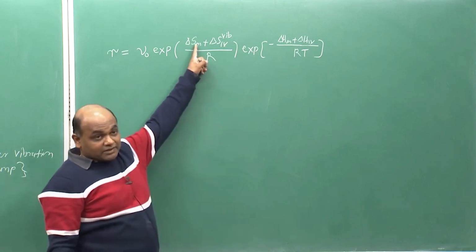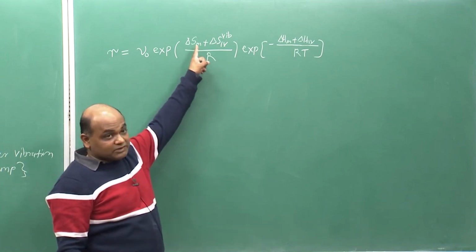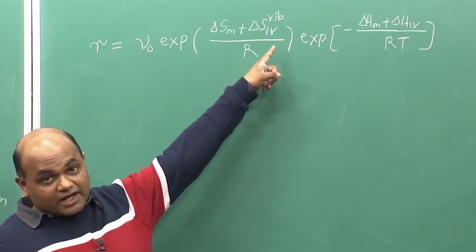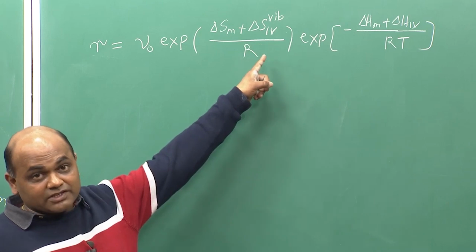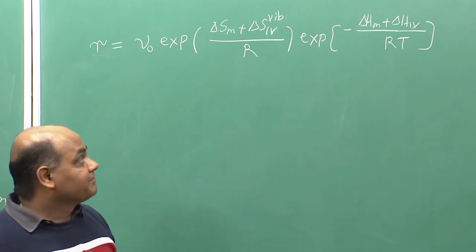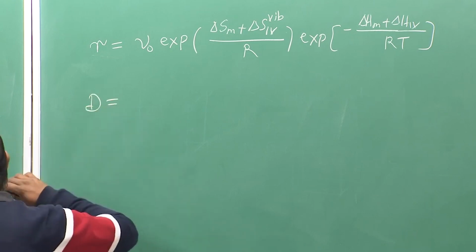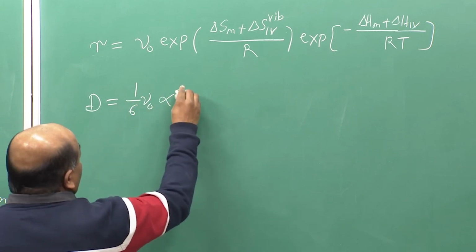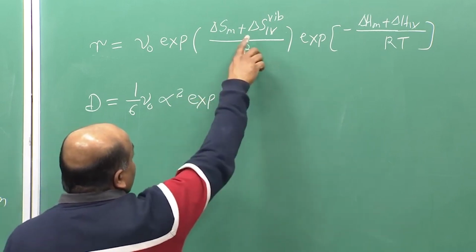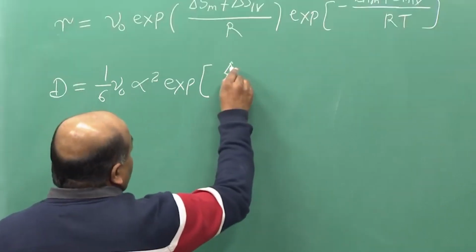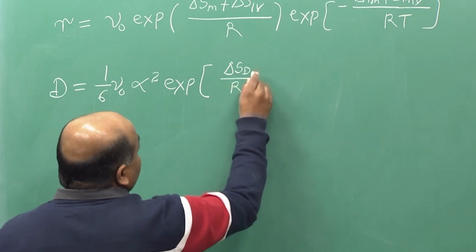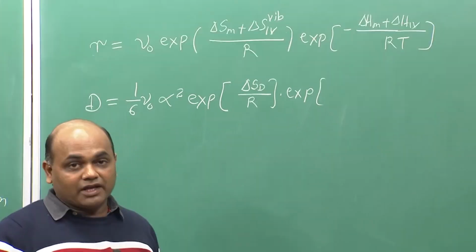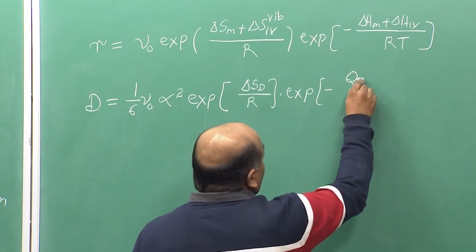Delta S m is the entropy of migration, or it is the difference between the entropy of the equilibrium state and the saddle point, and delta S 1 v is the vibrational entropy change due to formation of a mono vacancy. We substitute into the expression for D, it becomes 1/6 nu 0 alpha square. This combined we can denote as entropy of diffusion, and this combined we can denote as enthalpy of diffusion, or the energy barrier for diffusion, which is denoted as Qd.